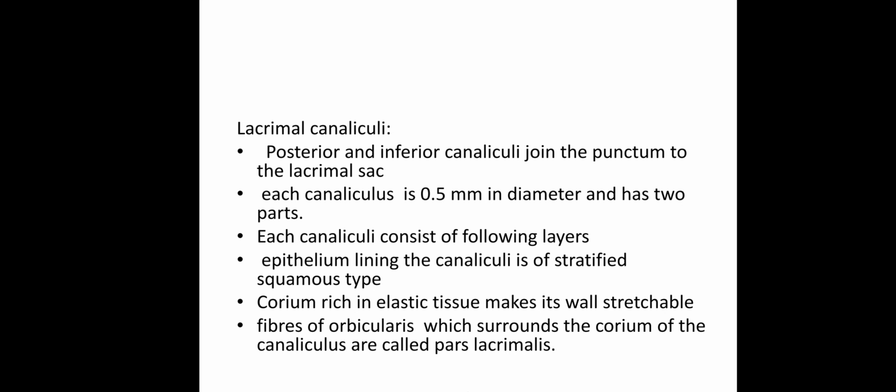The next one is the lacrimal canaliculi. The superior and inferior canaliculi join the punctum to the lacrimal sac. Each canaliculus is 0.5 mm in diameter and has 2 parts. Each canaliculus consists of the following layers. The epithelium lining the canaliculi is of stratified squamous type. The corium, rich in elastic tissue, makes its wall well stretchable. Fibers of orbicularis which surround the corium of the canaliculi are called pars lacrimalis.